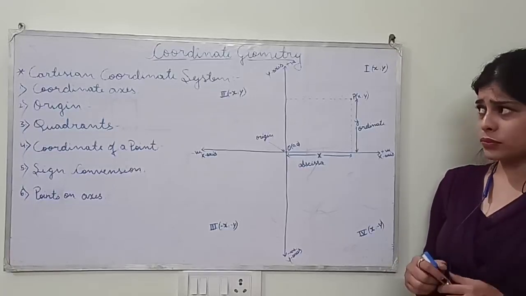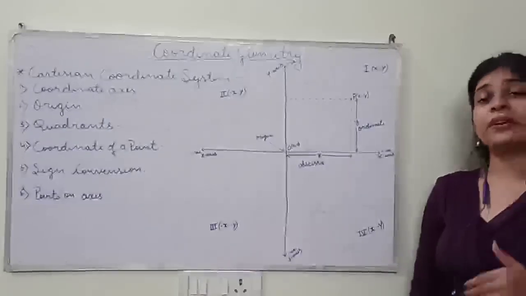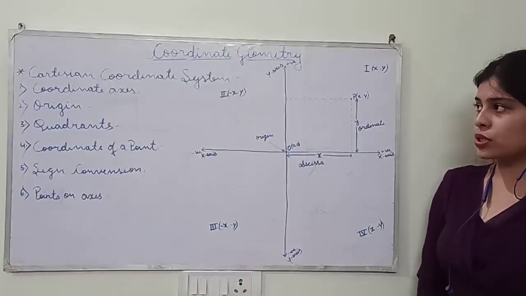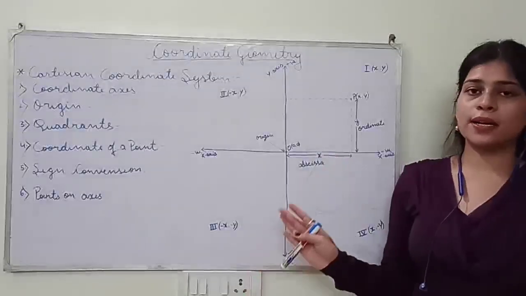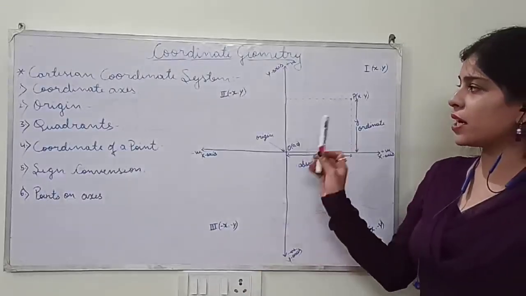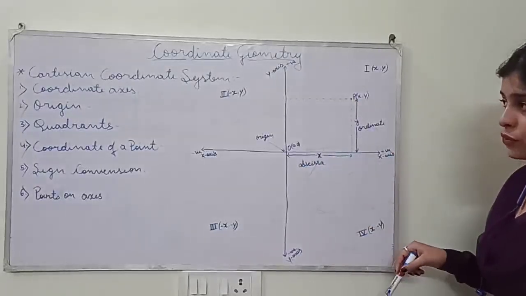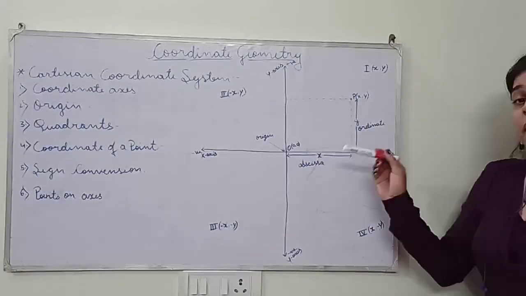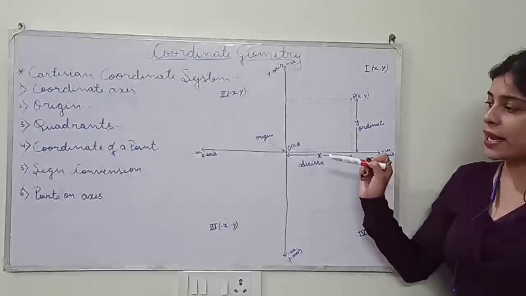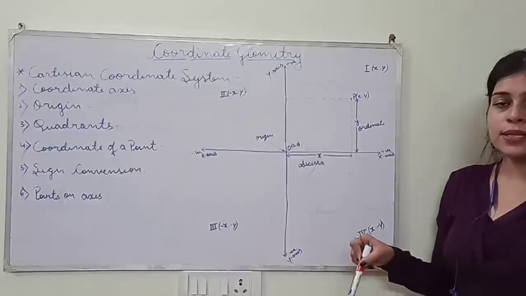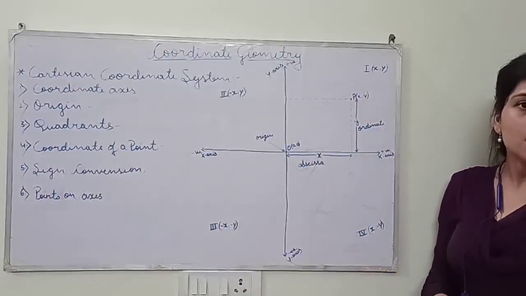Now I hope we are clear with the topic, what coordinate geometry is, where it is used and why it is used. Now let's discuss the basic points which we have studied in standard 9th. In standard 9th we have studied the Cartesian plane, what coordinate axes are, what the origin is, what quadrants are, what the coordinate of a point will be, what the sign conventions in the quadrants are, and what the coordinates of points on the axes are. If there is some point on the x-axis or y-axis, what will be its coordinate?